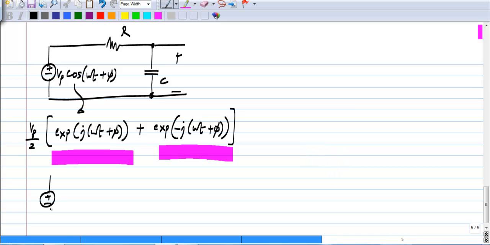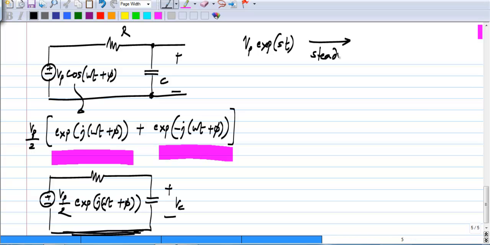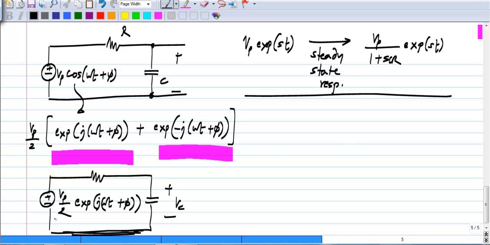So, if we have Vp by 2 exponential j(omega t plus phi), it's very easy to write down the steady state response. What is Vc? We know that for an input of Vp exponential st, the steady state response is Vp by 1 plus SCR exponential st. And it's exactly the same thing we have here. The input is Vp by 2 exponential j phi. Remember, the argument here is proportional to time, so that part we'll isolate. So this is Vp by 2 exponential j phi, which is a multiplying factor to exponential j omega t.